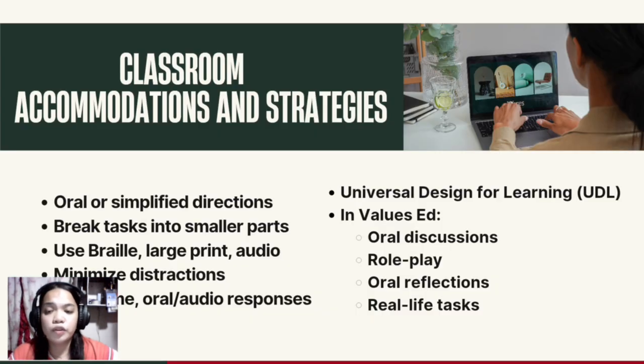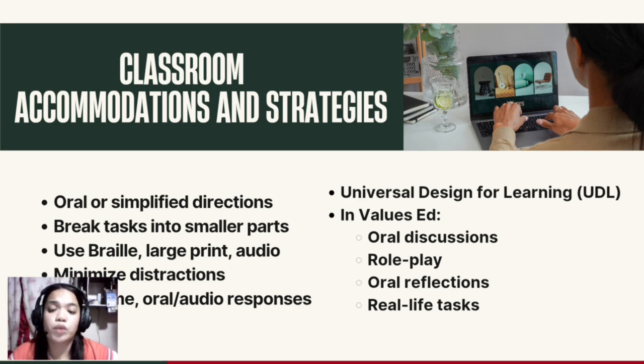So, the classroom accommodation for blind learners. Macmillan of 2017 emphasizes that the way we design and administer assessment should adapt to the learner's needs. For the blind student, this means giving them simplified or oral directions, breaking tests into smaller sections, providing assessment in braille, large print, or audio method. Lastly is reducing distraction in the environment.